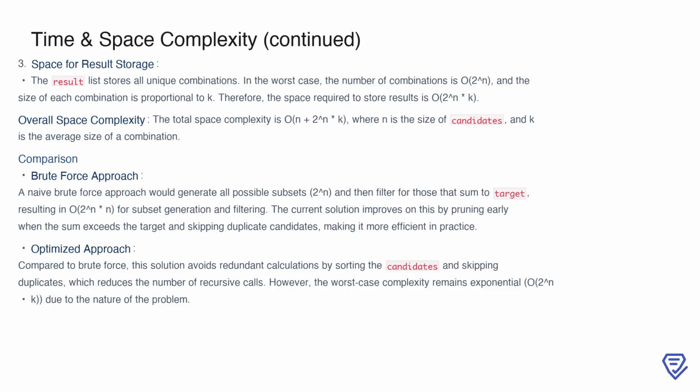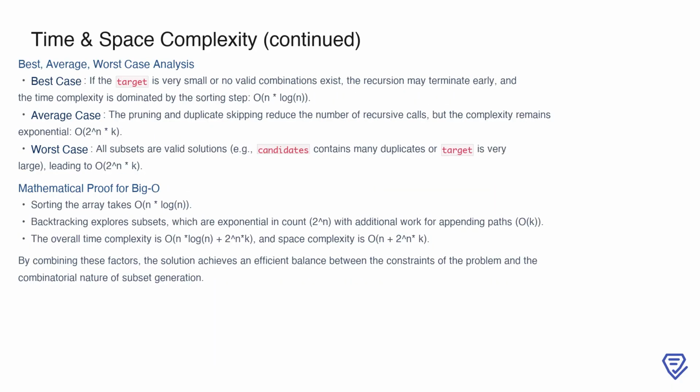Now let's break down the time complexity further into best, average, and worst cases. In the best case scenario, the target is very small or no valid combinations exist, allowing the recursion to terminate early. Here, the time complexity is dominated by the sorting step, which is n*log n. In the average case, pruning and duplicate skipping reduce the number of recursive calls significantly, but the exponential nature of the subset generation keeps the complexity at 2 to the power of n*k.